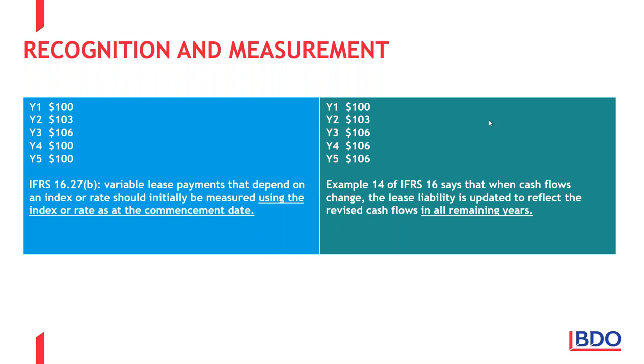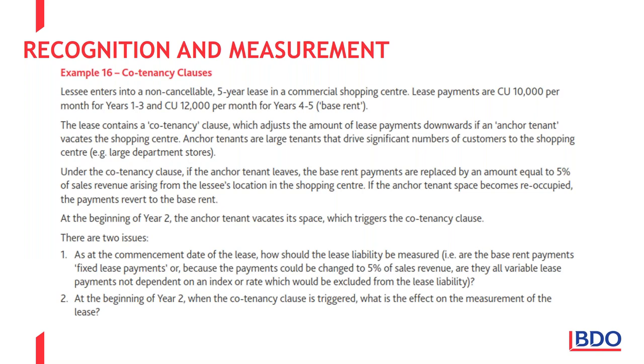The other one that's really interesting is a question around co-tenancy clauses, and I thought we should discuss it because the answer was fairly interesting. First of all, a lessee enters into a non-cancellable five-year lease in a commercial shopping center, and the lease payments are $10,000 per month for years 1 to 3 and $12,000 per month for years 4 and 5. So that's your base rent.